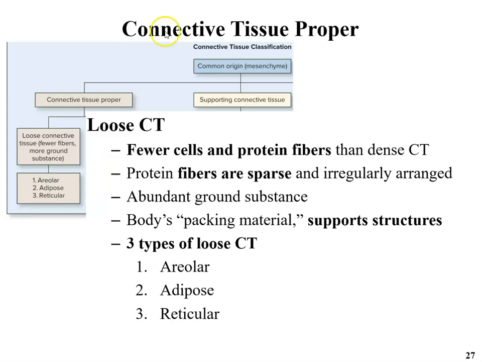So let's talk about connective tissue proper, right? There's loose connective tissue and dense connective tissue. We're going to talk about loose connective tissue first. In loose connective tissue, there are fewer cells and protein fibers than in dense connective tissue. The protein fibers are sparse, and they're arranged irregularly. There's a lot of ground substance. Loose connective tissue is kind of like the body's packing material. It supports structures, okay? There are three types of loose connective tissue to be aware of: areolar, adipose, and reticular connective tissue.